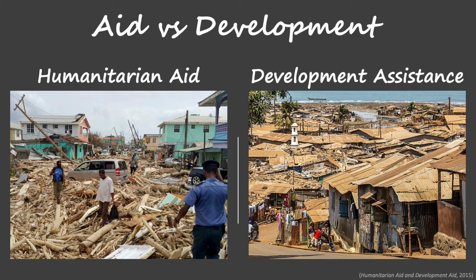Developmental assistance provides long-term help that's delivered in developing countries. Organisations respond to the systematic problems and focus on the economic, social and political development of the country. The image on the right shows the development of a developing country.